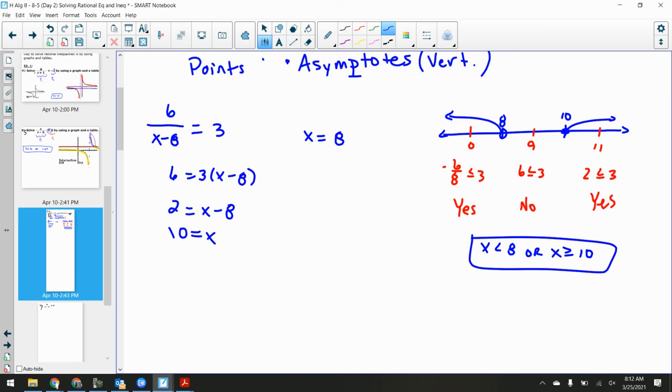Okay. Go with your critical points, not your tested values. A very common mistake when we were doing this before was saying, oh, x is less than 0 or x is greater than or equal to 11. No, we chose 0 and 11. We didn't choose 8 and 10. Those were within the problem.